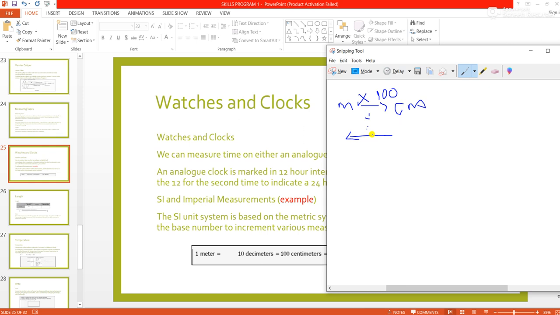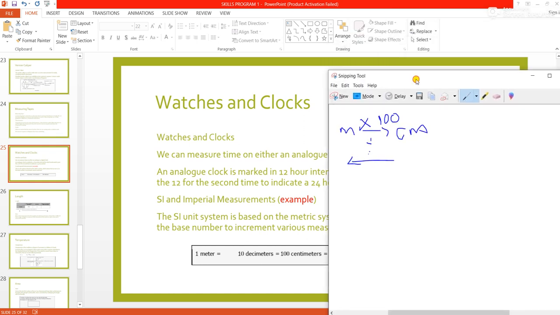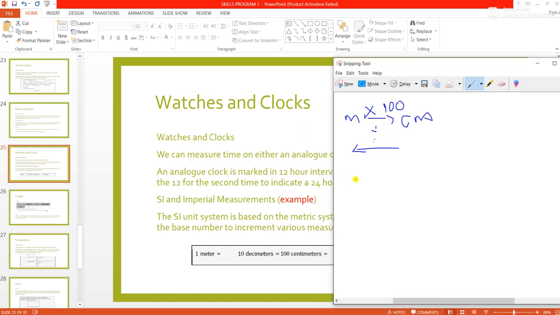And also, let's say for instance, based on what we were given, we want to convert from meter to decimeter.